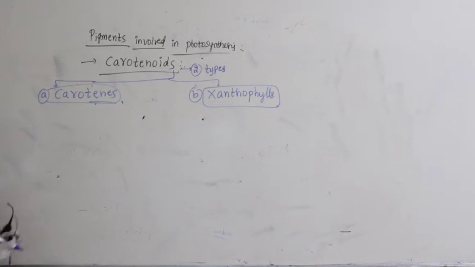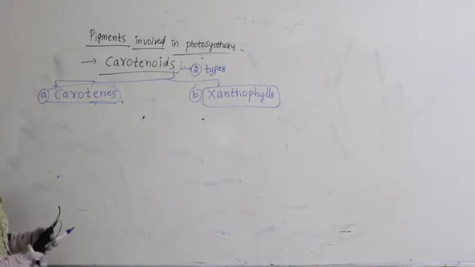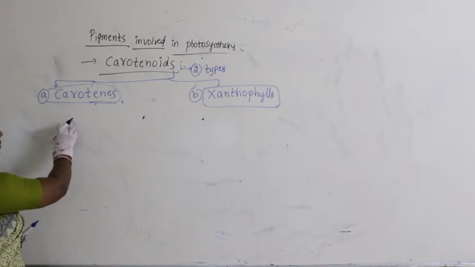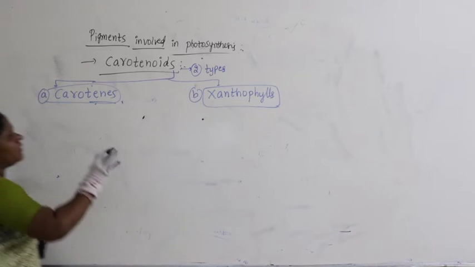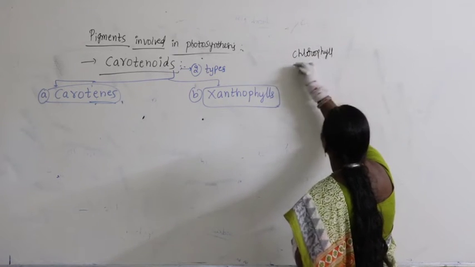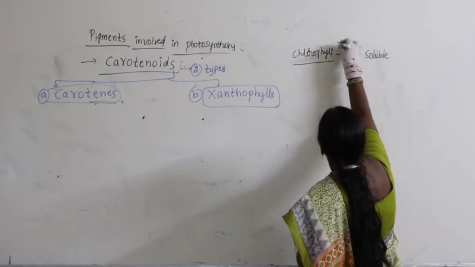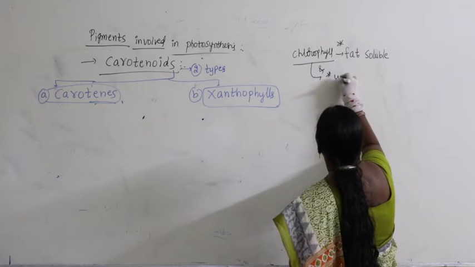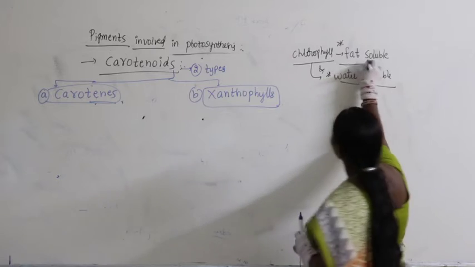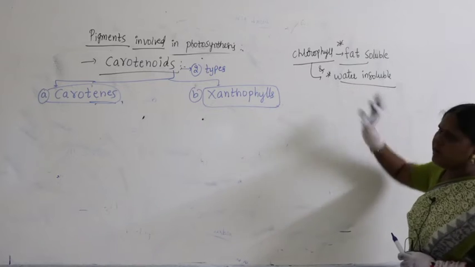What we can take? Carotenes and xanthophylls. So, when we take the carotenes and the other one, xanthophylls, now if you take generally chlorophyll, this is fat soluble and water insoluble. Chlorophyll is soluble in fats and insoluble in water.